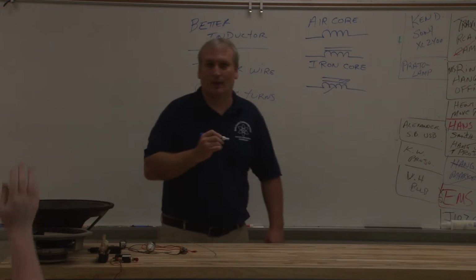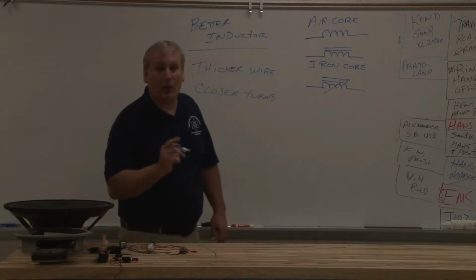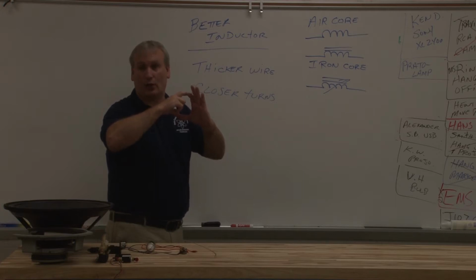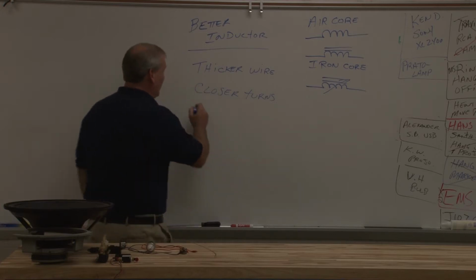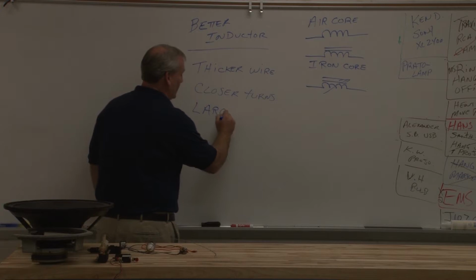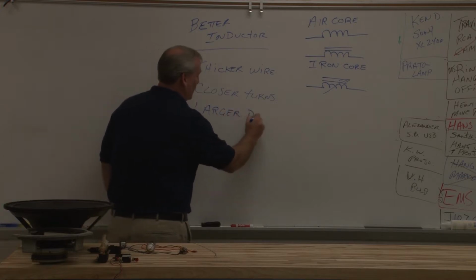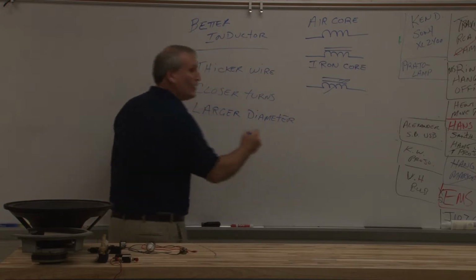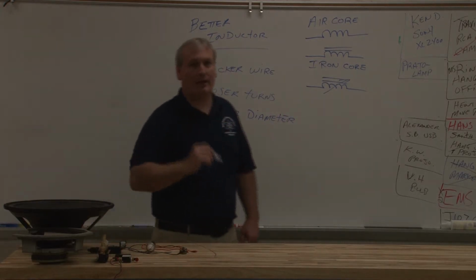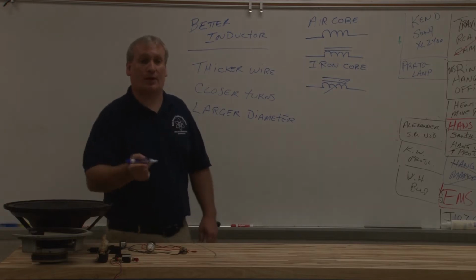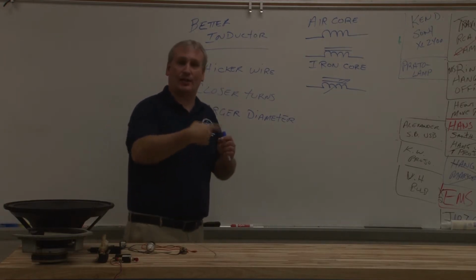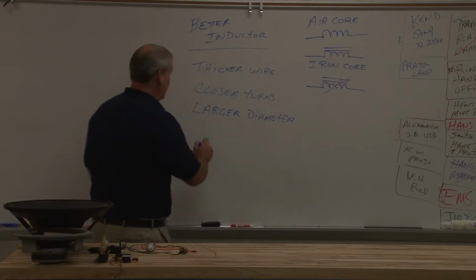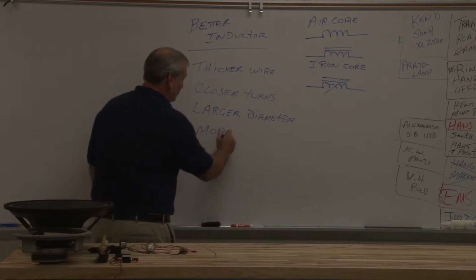How about another? Larger diameter core. Okay, the larger the turns, whether it's on a core or an air core, the larger diameter will give me more inductance. What else? David? More turns. Maybe that inductor has 10 turns of wire. Let's make it 20 turns. It will then have more inductance.